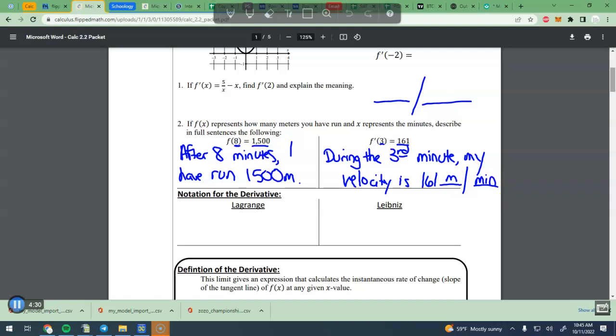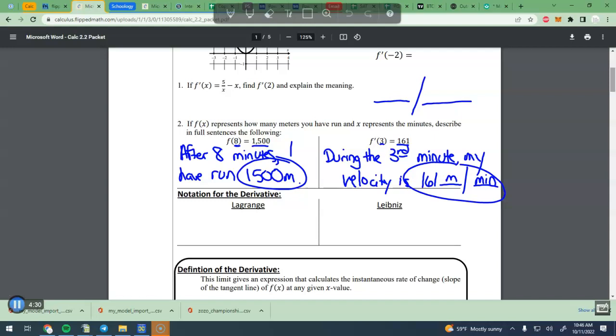So this is a total amount, 1,500, and this is a rate because now we're dealing with a derivative, which tells us that we're changing. So we need to put a velocity type label on it, whether it's meters per minute, miles per hour, gallons per second, whatever. Does that make sense, the difference between those two?